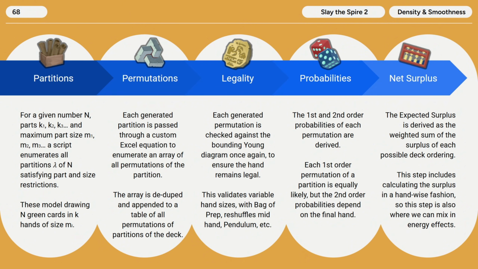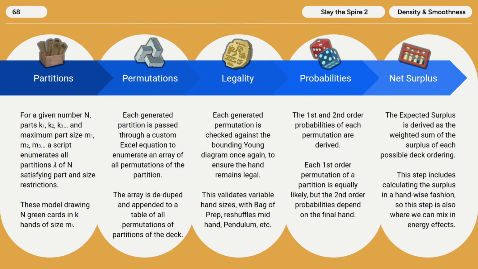Maybe there's like a bag of preparation turn, right? And now I'm putting 7 quality hands in an all drafted bag of prep hand into a regular hand for turn, so it's an illegal arrangement. So this validates the variable hand sizes, and it validates the inclusion of things like bag of prep or reshuffles mid-hand and pendulum and things like that. Then for all of these permutations of all of the partitions, we can assess the probabilities of them.